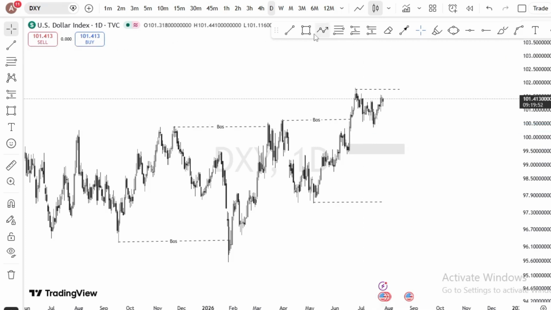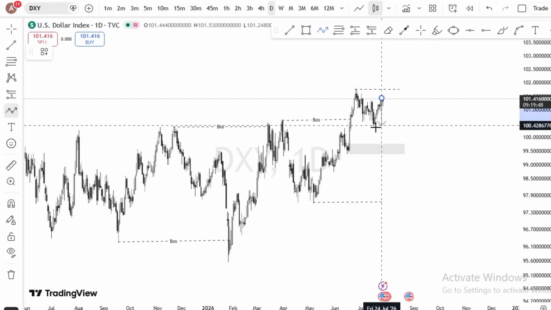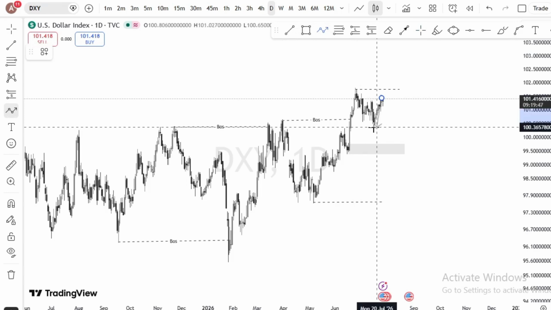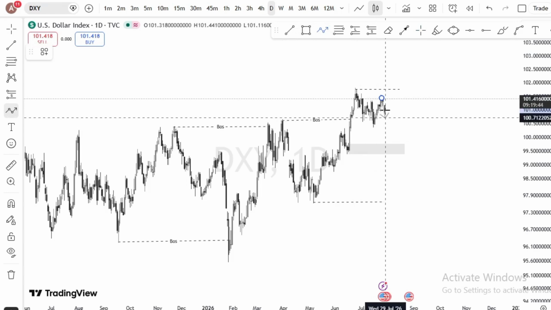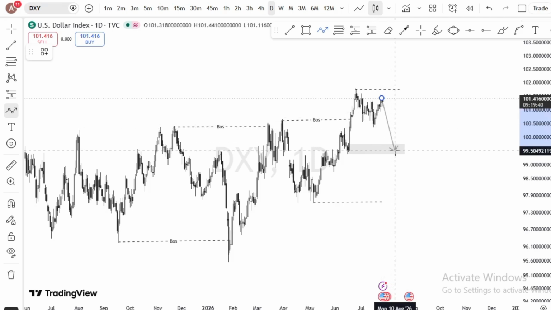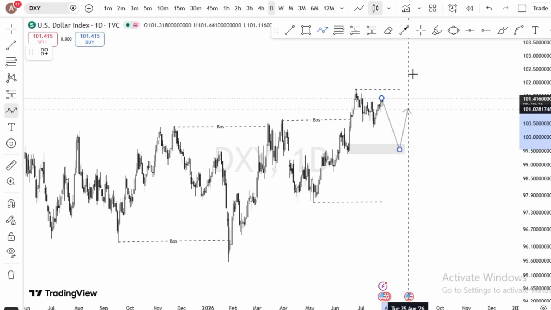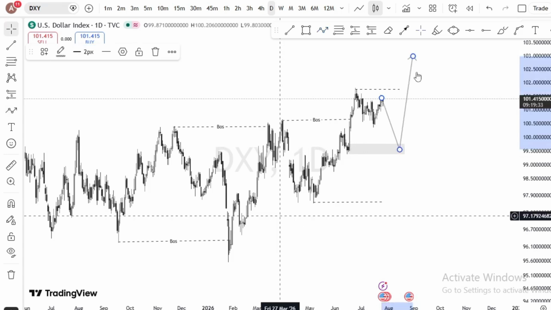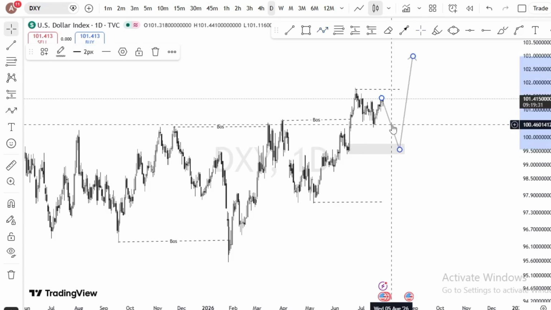Currently, if price should reverse right now and take out this low we have right here, this low will be our sell side liquidity. After the sweep of this low, we are going to have a mitigation of this demand zone, which is exactly our discount zone. Then we are going to have a continuation of this bullish trend to the upside.